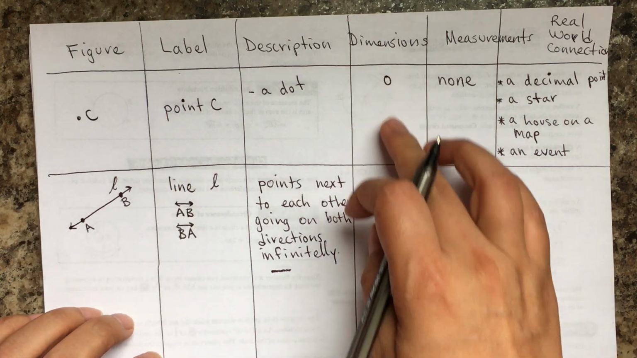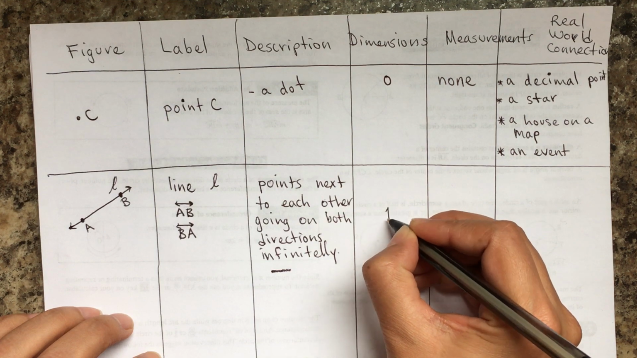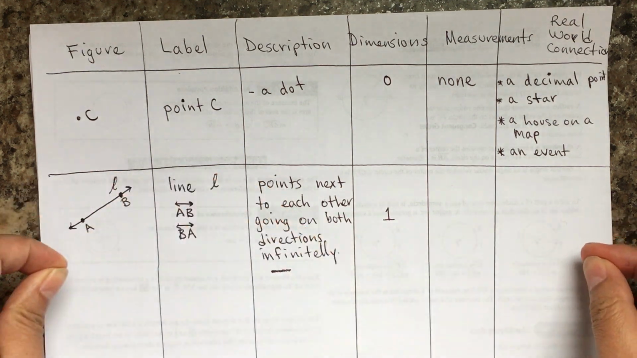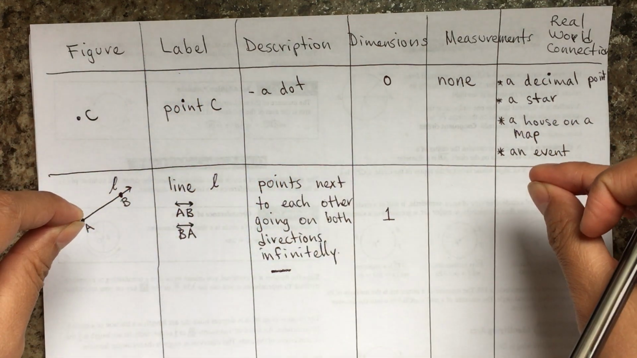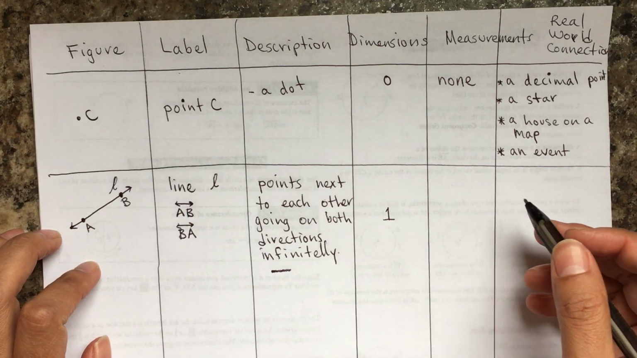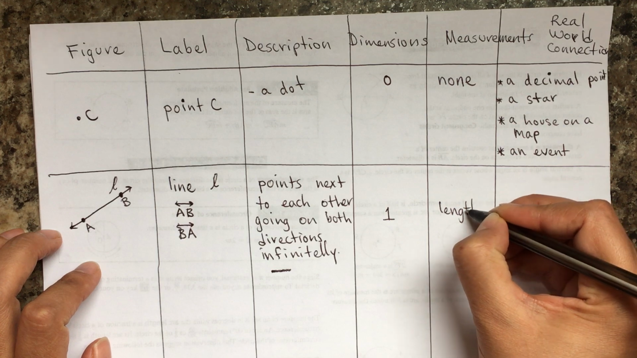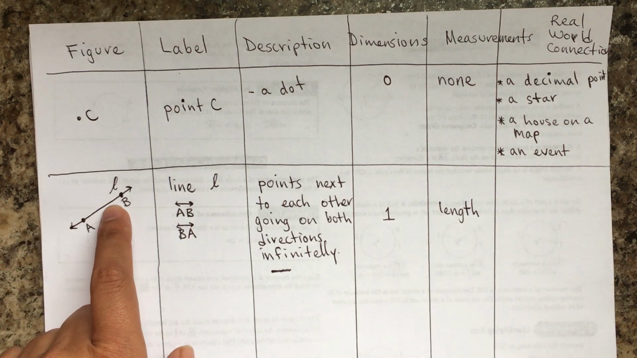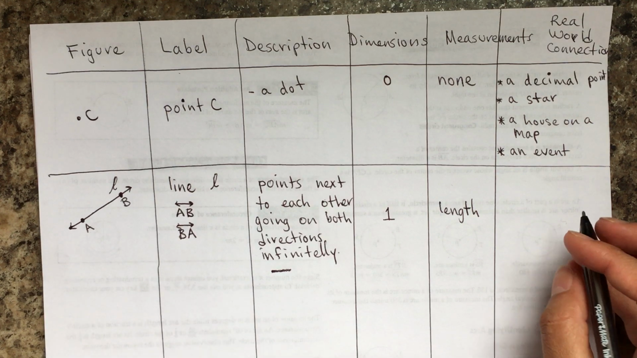Okay, the dimension would be one dimension, because you only have one dimension like this, going in both directions. And then the measurement would be length. That means that you can measure the line in centimeters, meters, feet. So that's the measurement that you would give it.